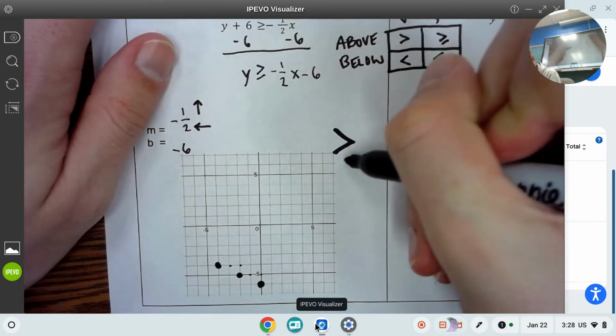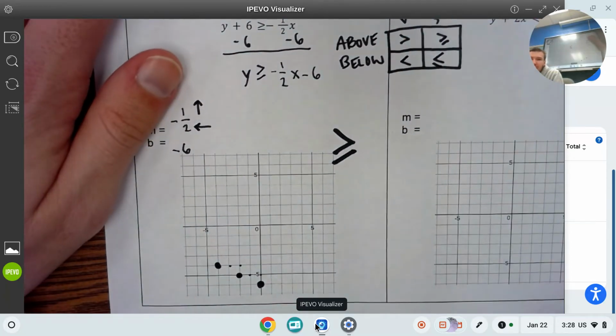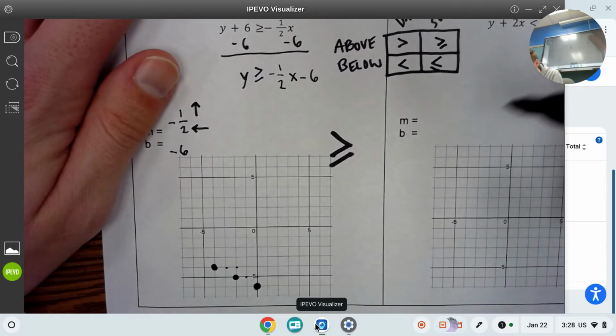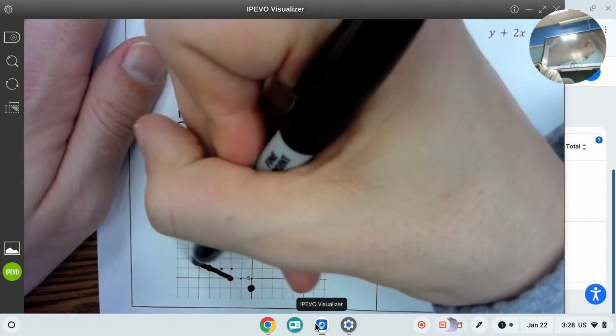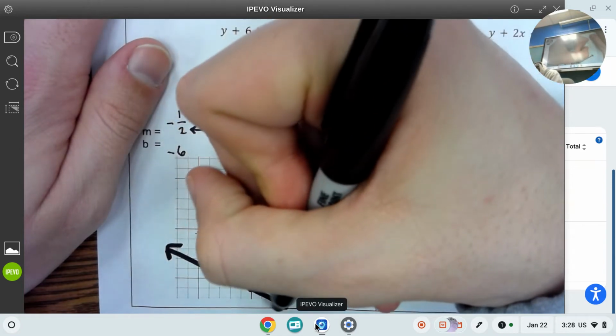We have a greater than or equal to. Is that solid or dashed? That is a solid line. Okay, so that gives me the confidence to make a nice solid line.